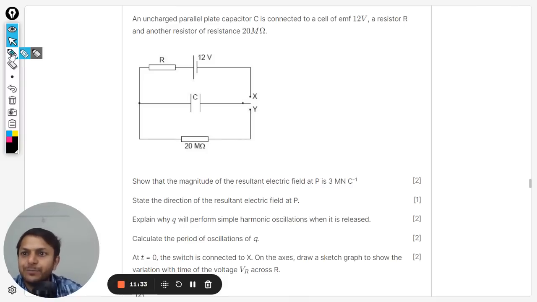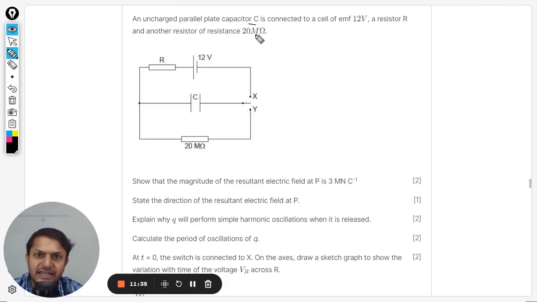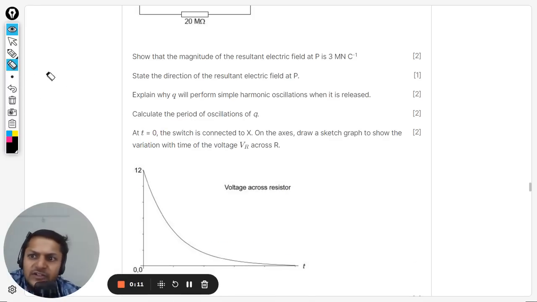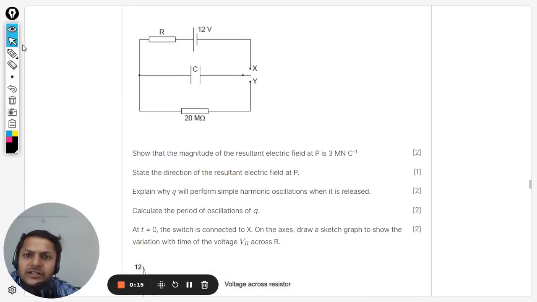An uncharged parallel plate capacitor C is connected to a cell of EMF 12 volt, a resistor R, and another resistor of 20 mega ohm, connected like this. So at t is equal to 0, the switch is connected to X. Now you see, so this is the X and Y.